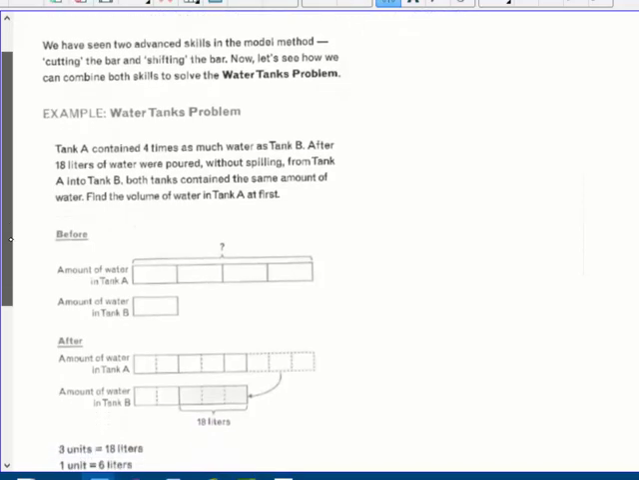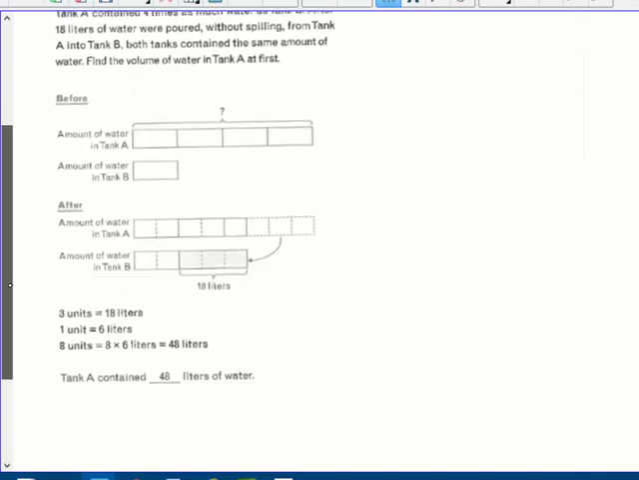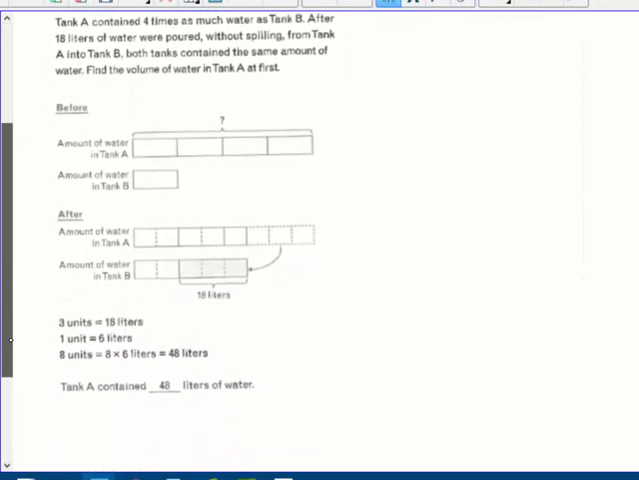So here's the water tank problem. Tank A contains 4 times as much water as tank B. After 18 liters of water were poured without spilling from tank A into tank B, both tanks contain the same amount of water. Find the volume of water in tank A at first. So the picture is drawn for us, and it's 4 times. So tank A has 4, and tank B has 1.